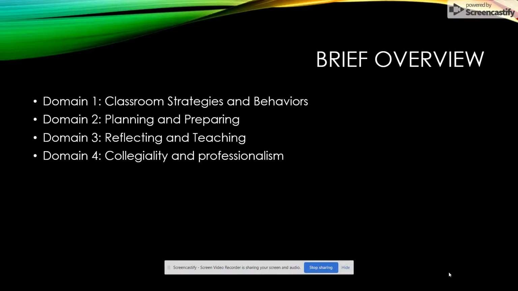Now there are 60 elements in all of the domains. Domain 1 has 41 elements. All come from the book The Art and the Science of Teaching, and then each domain is broken down into several questions.